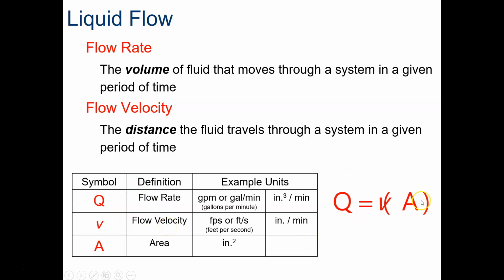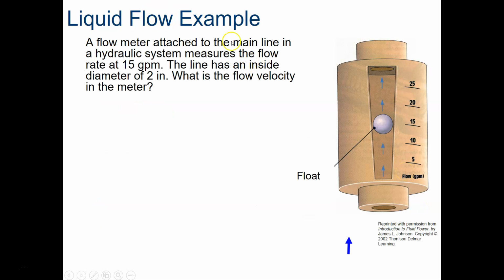Okay, so flow rate, flow velocity, area. And the formula that involves those is simply that the flow rate is equal to the flow velocity times the area. So here's an example. A flow meter attached to the main line in a hydraulic system measures the flow rate at 15 gallons per minute. The line has an inside diameter of 2 inches. What is the flow velocity in the meter?